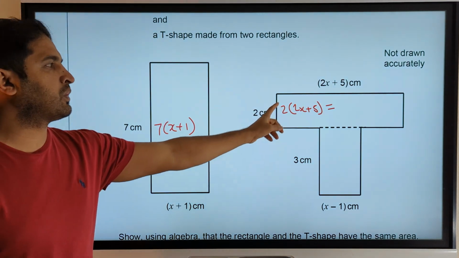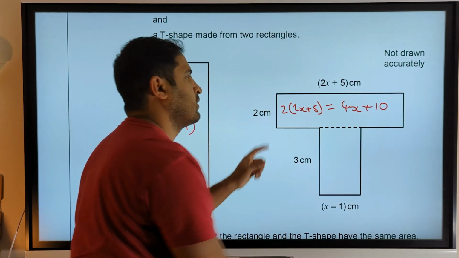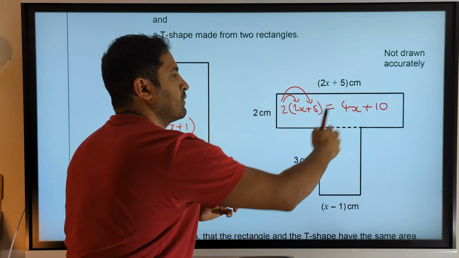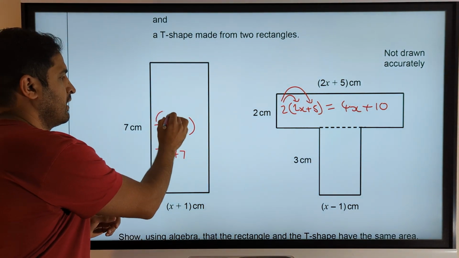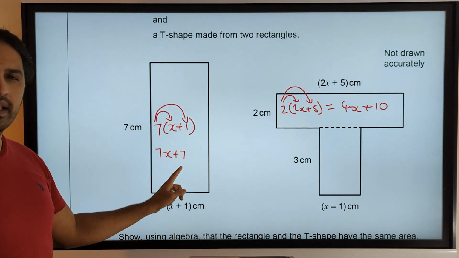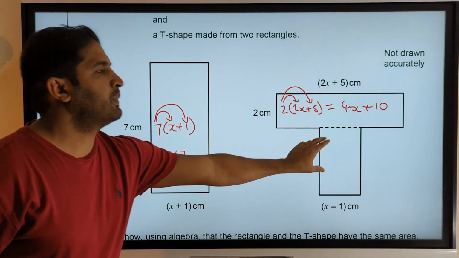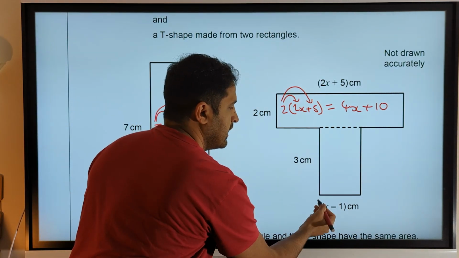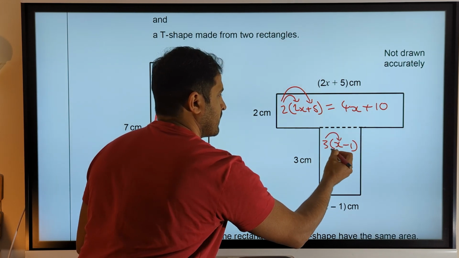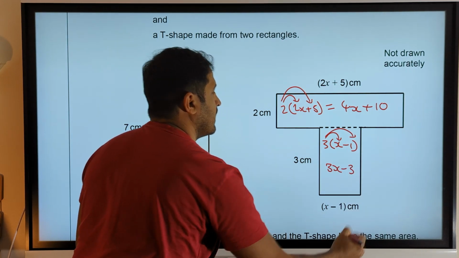And we can write that down as well. 2 times 2x will give you 4x, and 2 times 5 will give you 10. Again, if you need to, you can do these arrows as well. That helps you keep a record of everything that's happening. So we did 7 times x, which is 7x, and then 7 times 1, that gives you 7. So that's 4x plus 10. Obviously not the same, okay? But we still need to add this part, which is 3 times x minus 1. 3 times x gives you 3x, and 3 times negative 1 will give you negative 3.